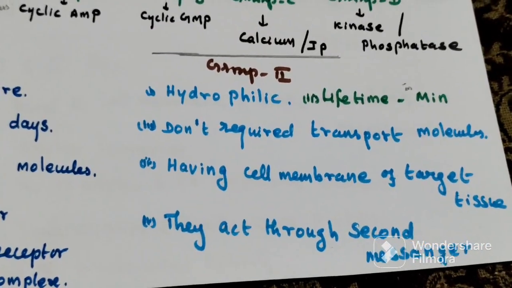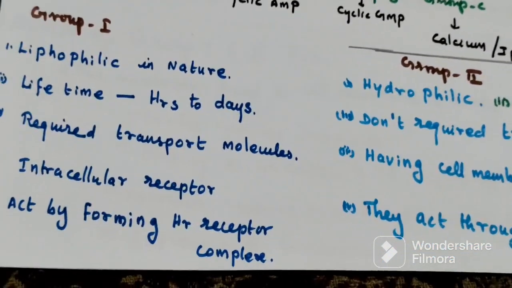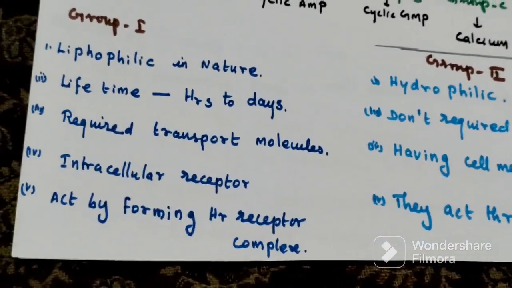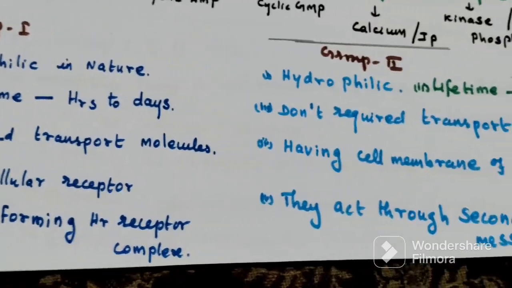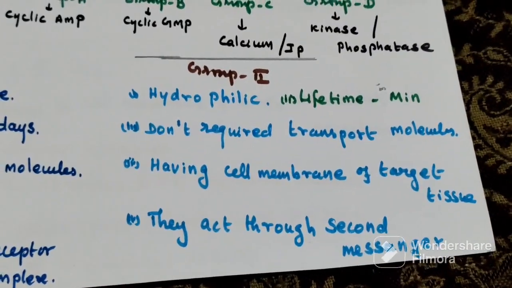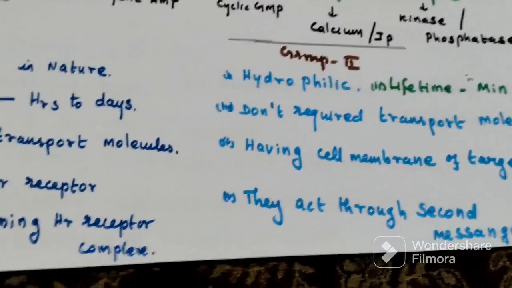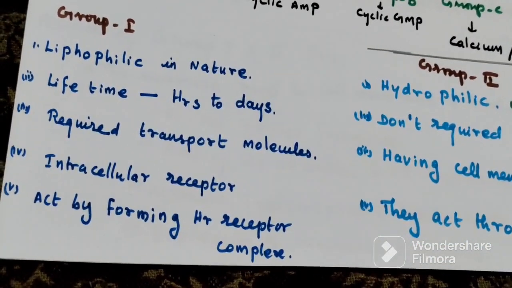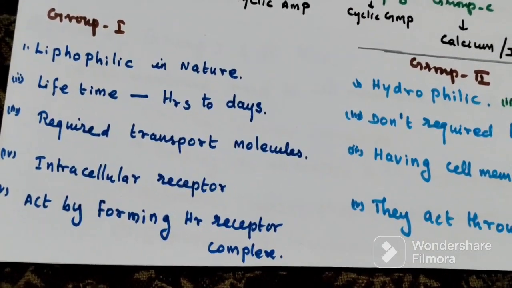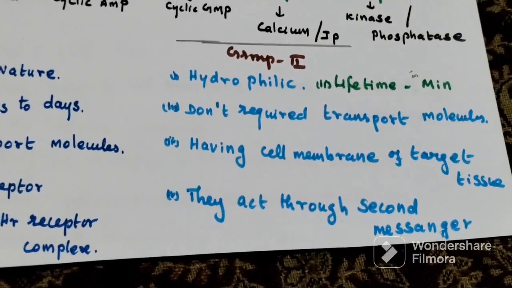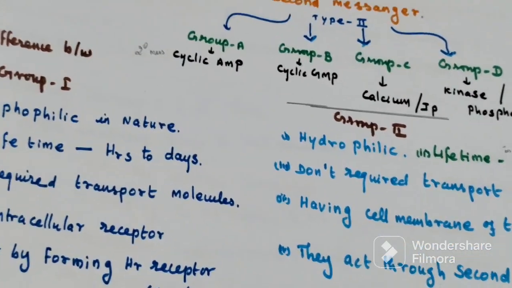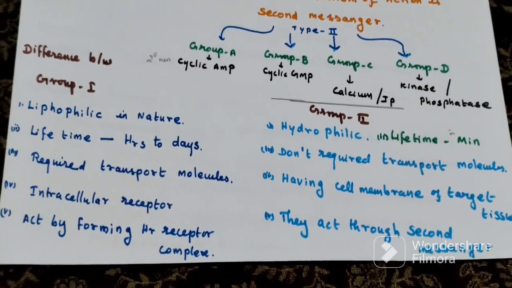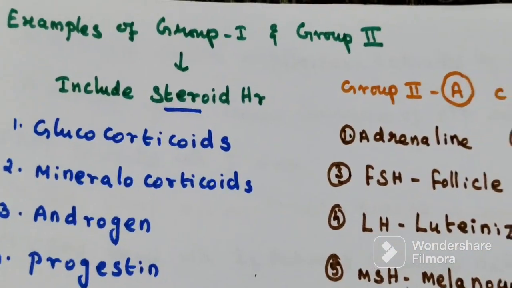This one, minutes only. Then they require transport molecules. Here they don't require transport molecules. Then group 1 has an intracellular receptor. Here, the cell membrane of the target tissue. Then this one mediator acts by forming a hormone receptor complex, here through a secondary messenger. These are the differences between group 1 and group 2 hormones.